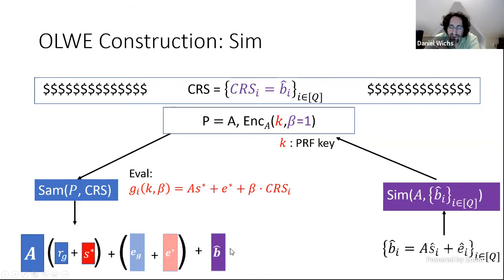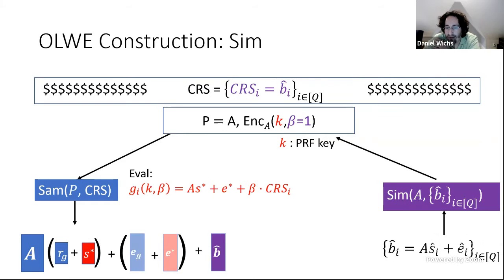Now, in both cases, whether the real distribution or the simulated distribution, the output is always an LWE sample that somehow includes this pseudorandom LWE sample, A S star plus E star. And the hope is that that should cause these to be indistinguishable. You can't tell whether you're in the real world, where you don't have this B hat, or in the simulator world, where this bit is 1 and you do incorporate the B hat into the output.